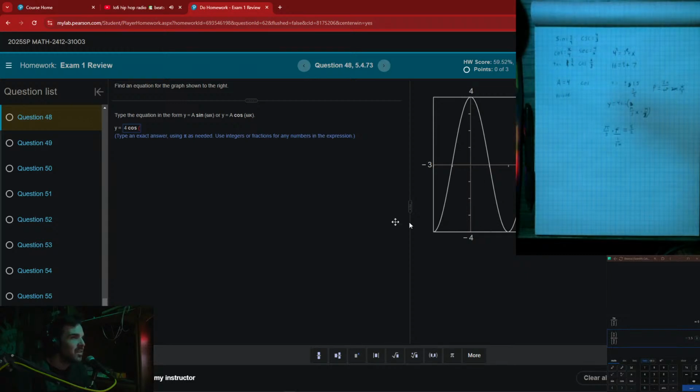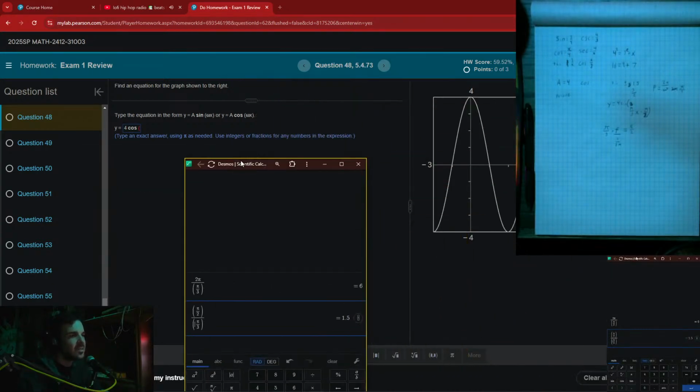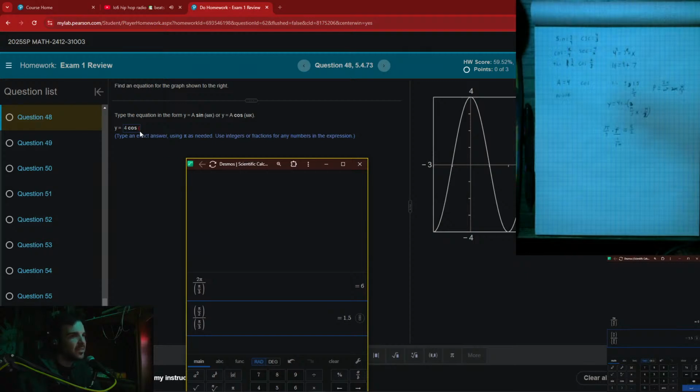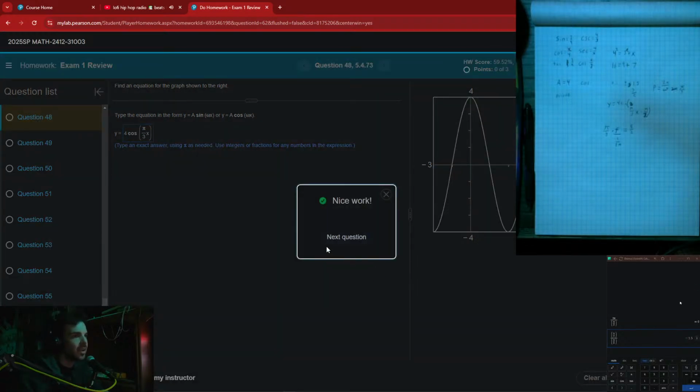The period is 6, with no phase shift. So 2 pi over pi over 3. Nice work. I'm disappointed, I'm not gonna lie. I thought my answer was cooler.